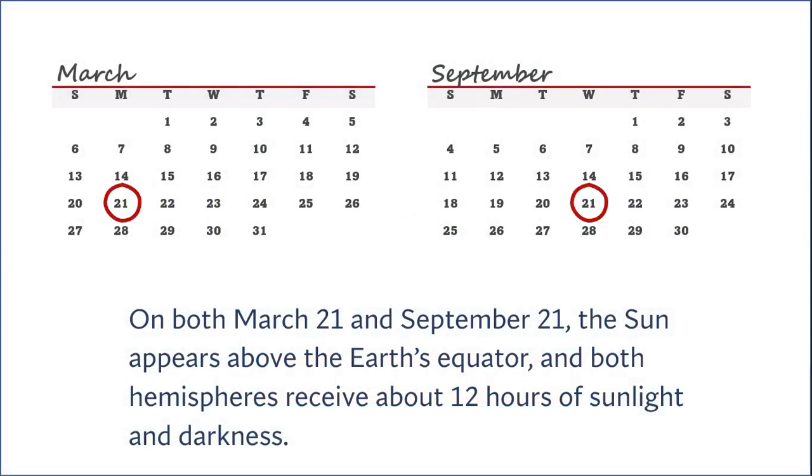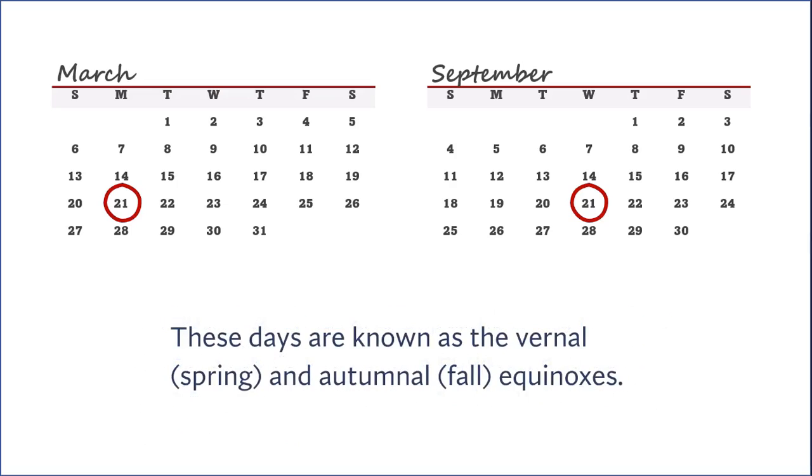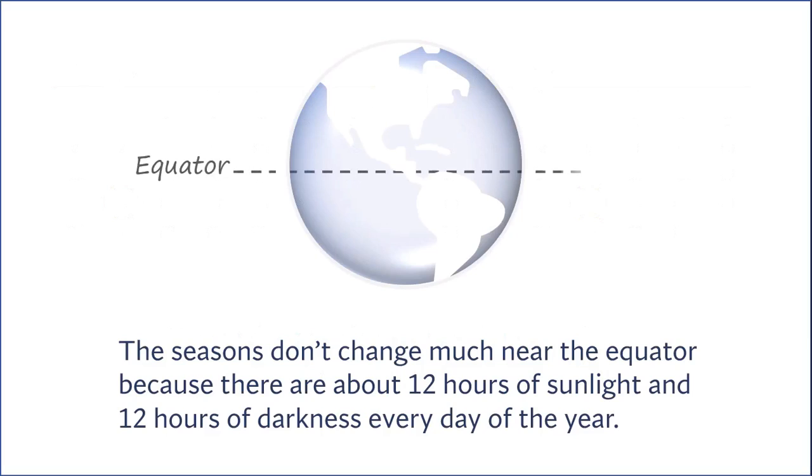On both March 21st and September 21st, the sun appears above the Earth's equator, and both hemispheres receive about 12 hours of sunlight and darkness. These days are known as the vernal (spring) and autumnal (fall) equinoxes. The seasons don't change much near the equator because there are about 12 hours of sunlight and 12 hours of darkness every day of the year.